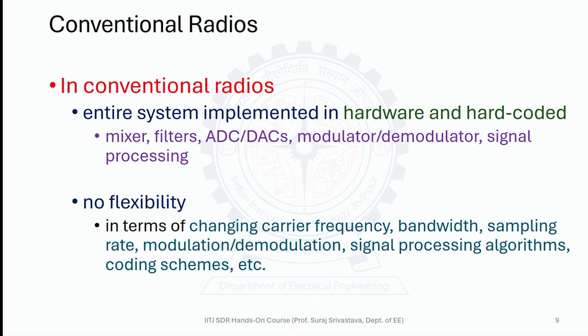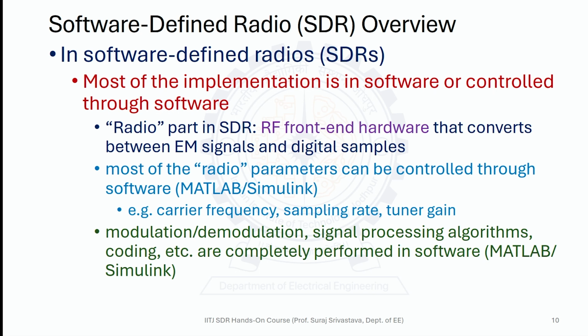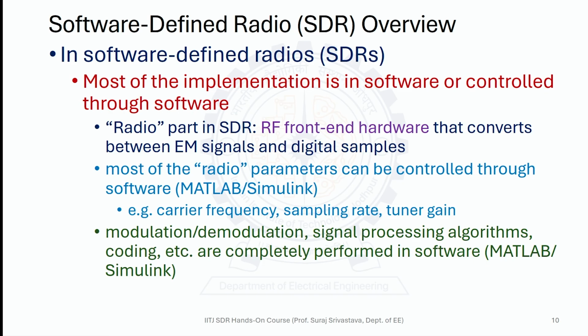cannot be changed in a hardware hard-coded conventional radio system. How does software-defined radio overcome this? In a software-defined radio, most of the implementation is in software or is controlled through software. Either most of the implementation, including the design itself, is done in software and the system works with most components as software, or those components which are in the form of hardware can be controlled through software.